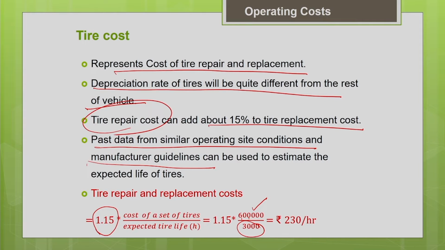It depends upon so many factors, as I told you, even upon the operator. So, you can get this information from the equipment handbook or from past experience. For this problem, the 3000 hours is directly given in the problem. So, we can estimate it and we can find the value as rupees 230 per hour. It is your tire repair and replacement cost.